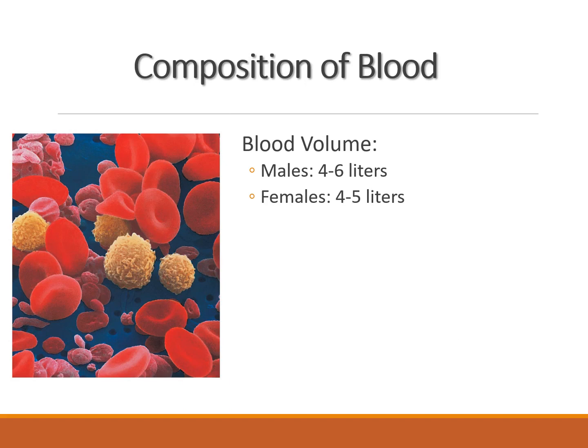So what is the blood actually made up of? We call that the composition of blood. And don't worry too much about blood volume. Just think, on average, the average human has about 5 liters of blood. Males a little bit more, females a little bit less. It just really has to do with body size.